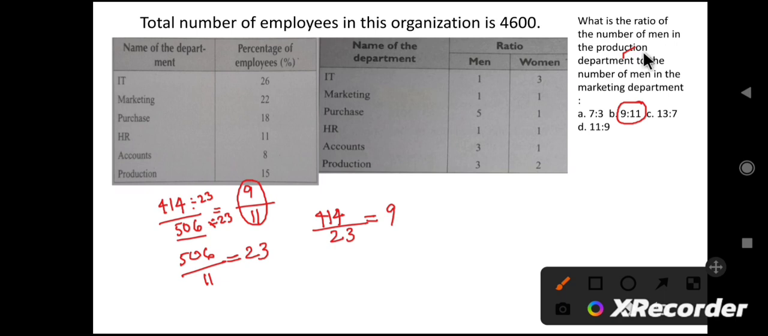This is the ratio between the number of men in the production department to the number of men in the marketing department. 9 is for the production department and 11 is for the marketing department. Instead, if they had asked the ratio between the number of men in the marketing department to the number of men in the production department, then we would write 11 is to 9. So we have to see which one comes first. The production department comes first, so we are writing 9 is to 11. This is our answer.